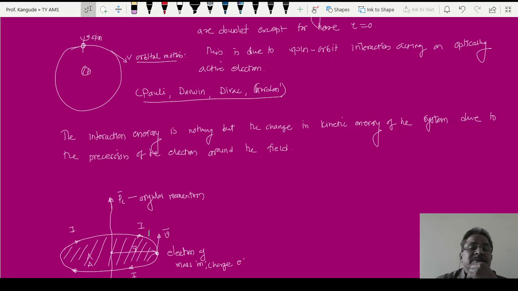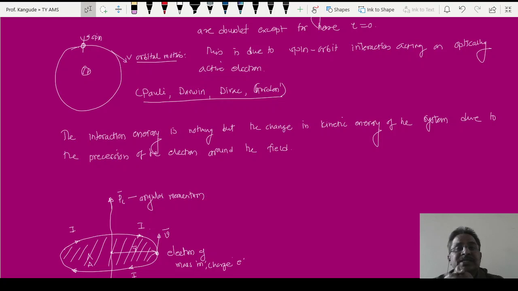In an atom, this electron moves with two different types of motions. One is called spin motion, the second is called orbital motion. Both of these motions give rise to a certain magnetic moment or magnetic field, and these fields give a certain interaction, which was studied by Pauli, Darwin, Dirac, Gordon, and many people.